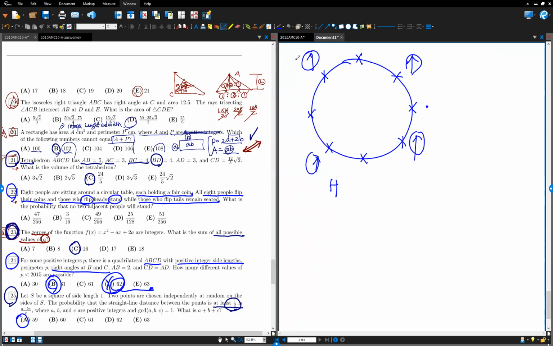But the problem is, how many people will stand up? This also needs casework.